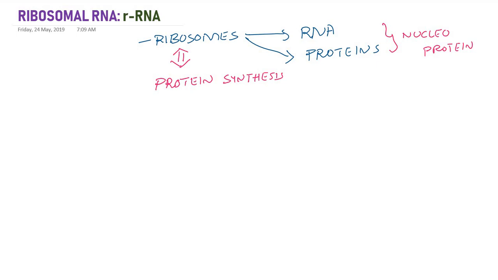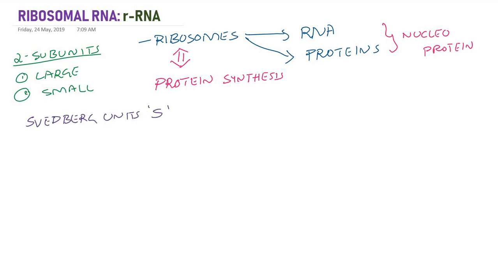The ribosomes are made up of 2 subunits. One subunit is called the large subunit, and the other is called the small subunit. The subunits are usually designated in a unit called the Svedberg unit, designated as S. That means if you take these ribosomes and subject them to ultracentrifugation, they will measure their sedimentation coefficient. This sedimentation coefficient is measured in terms of Svedberg units. We call it S.